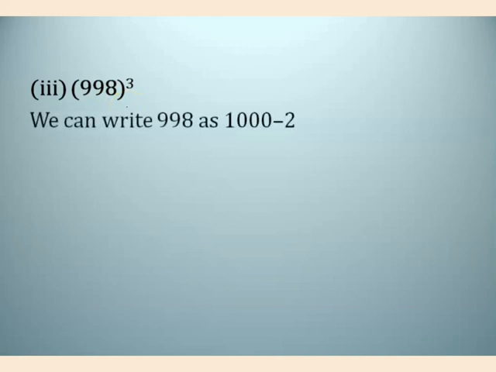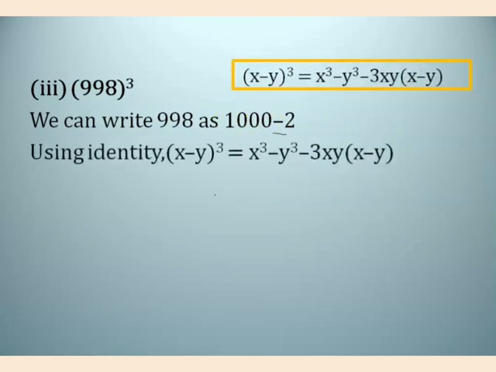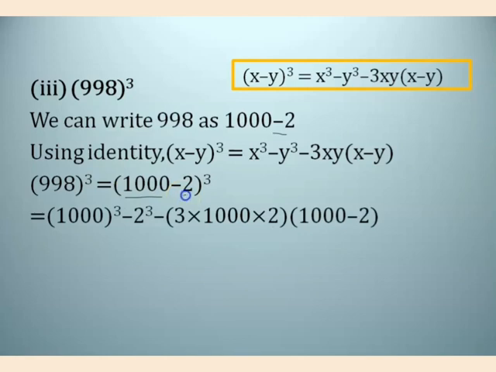Now the third problem is 998 the cube. So this number is 2 less than 1000. So we are going to take it as 1000 minus 2. Here you have minus symbol. So we are going to use the identity x minus y the whole cube equals x cube minus y cube minus 3xy into x minus y. So 998 the whole cube can be written as 1000 minus 2 the whole cube. In the place of x you have 1000 and in the place of y you have 2. So substituting you get 1000 cube minus 2 cube minus 3 into 1000 into 2 into 1000 minus 2.